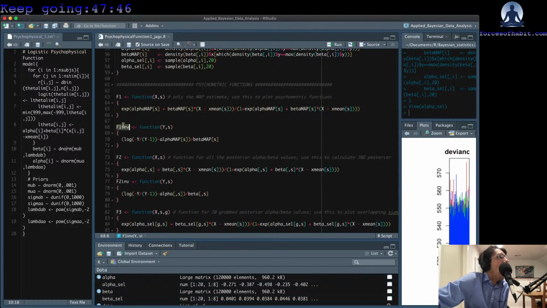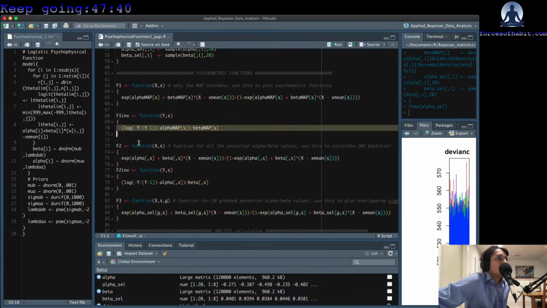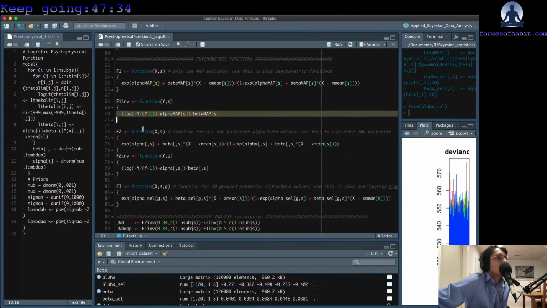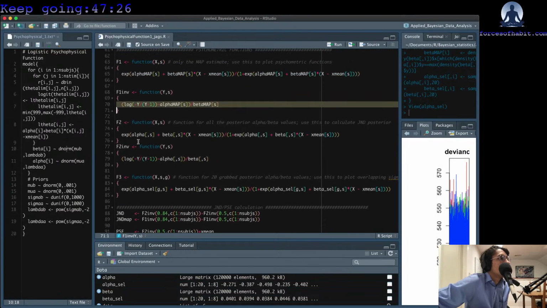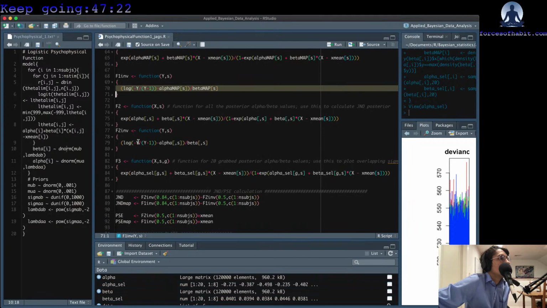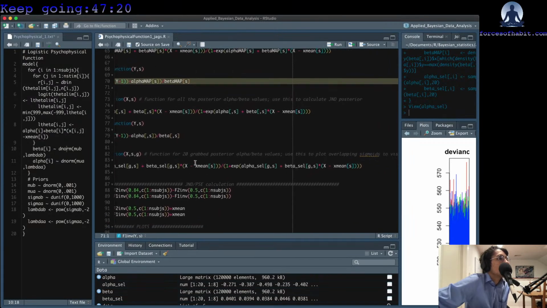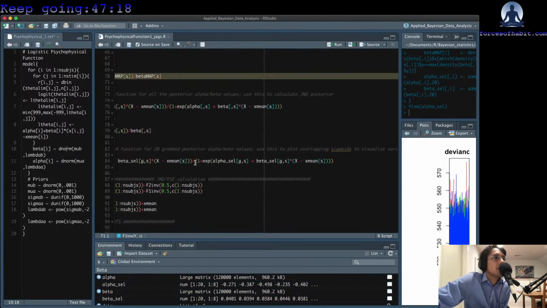And then we have our part is inverted. Function for all the posterior alpha betas uses to calculate J and D posterior. So here's how we calculate the J and D, and then the inverted J and D. And then function for 20 grabbed posterior and alpha betas. Use this.